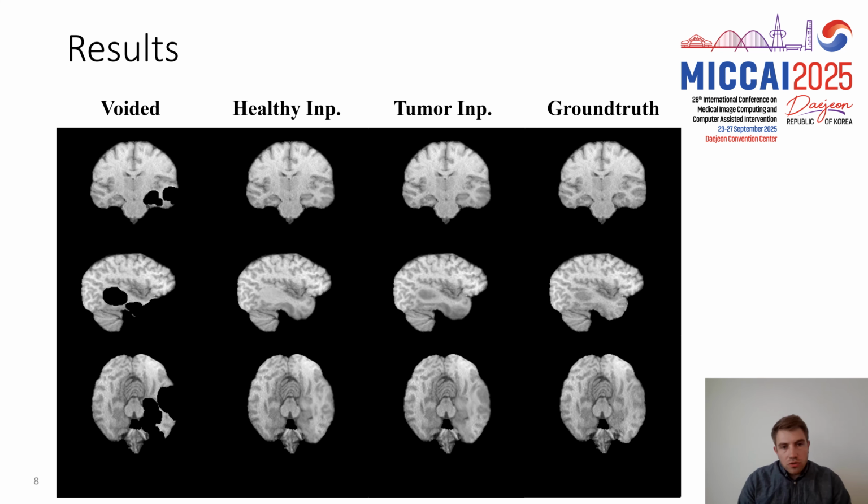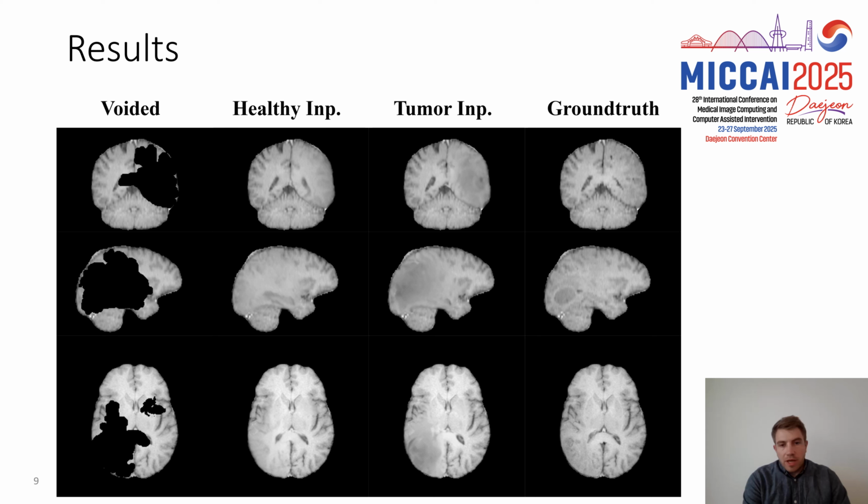Here's another patient. You see that it also works from different views. And you also see the tumor very nicely here in the middle, which is very similar to the ground truth. Yet another patient where it's a bit of a harder task because there's quite a large voided region. So here the tumor is not fit that well, but in general it looks still quite nice, I would say.